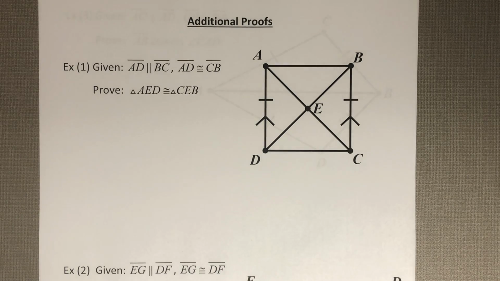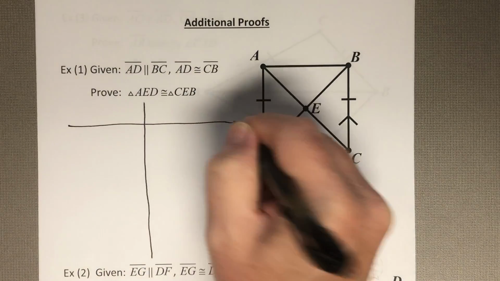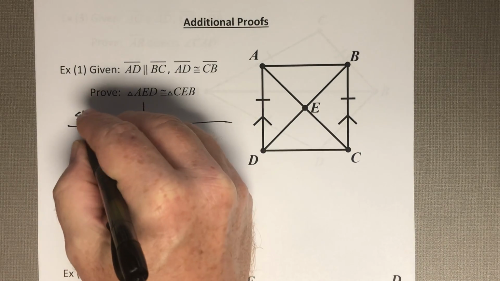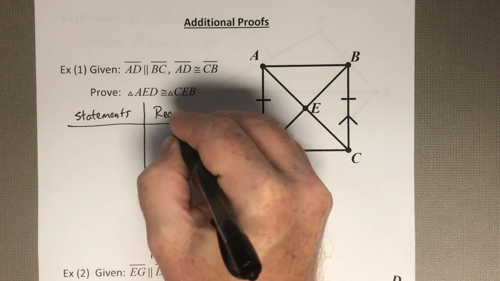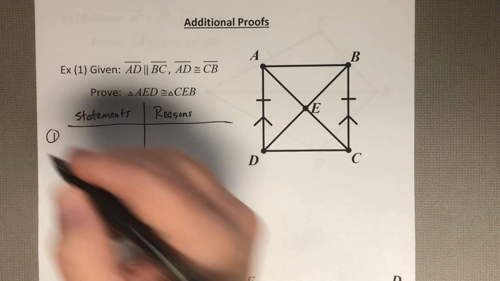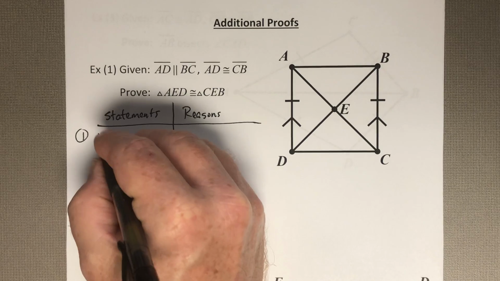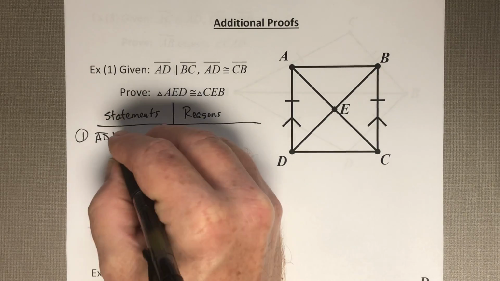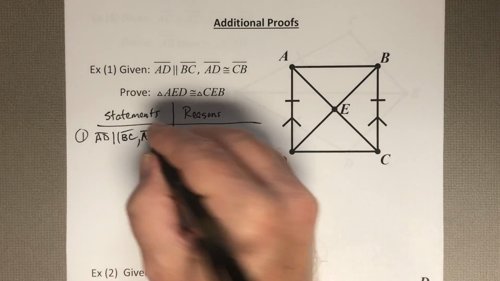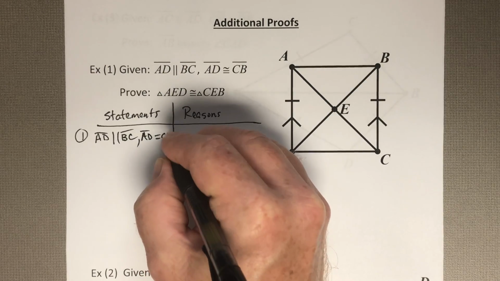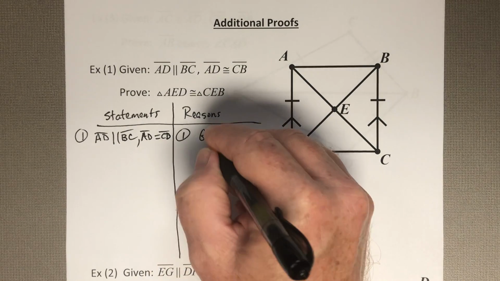Okay, I'm going to first make my columns, and title my statements on the left and their corresponding reasons on the right. My first statement, of course, is going to be my given information, which is that segment AD is parallel to segment BC, and that segment AD is congruent to segment CB. That's all given to me.